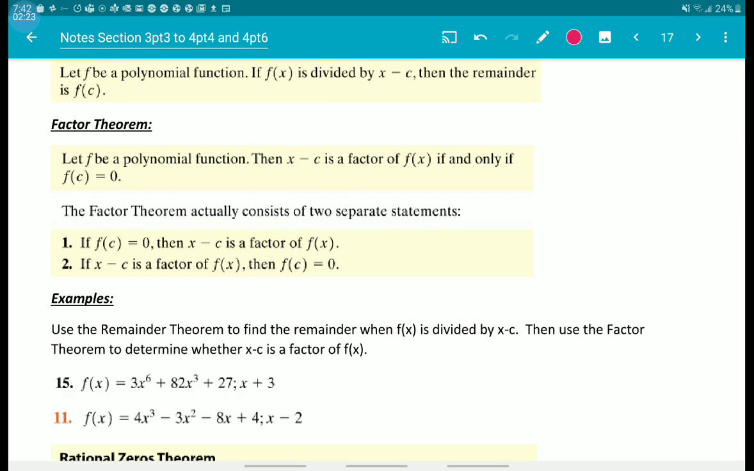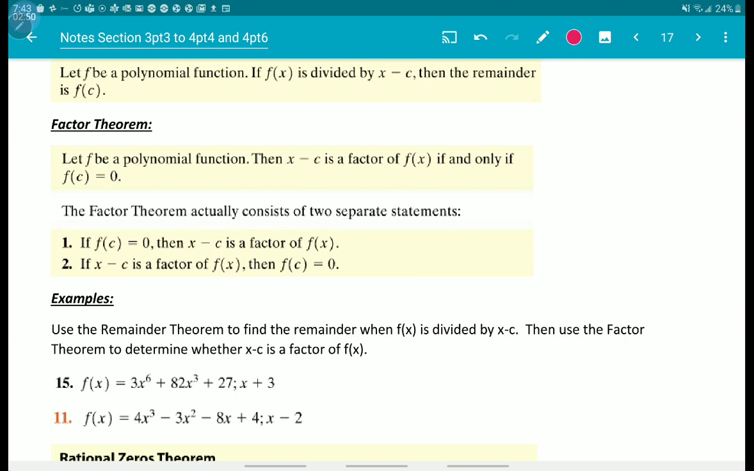So the factor theorem is actually two separate statements. If f of c is equal to 0, which means that the remainder is 0, then that means that x minus c is a factor of f of x. And if x minus c is a factor of f of x, then that means that the remainder would have to be 0. This is an if and only if statement, which means it works forwards and it works backwards.